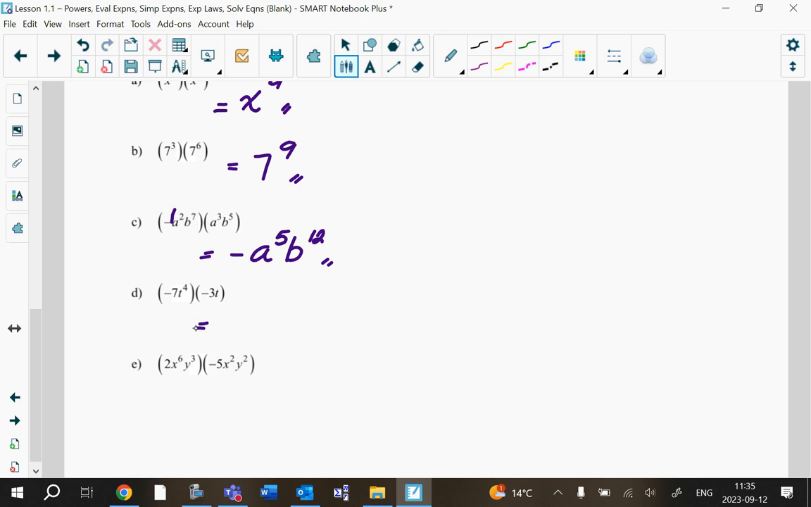There's coefficients in front, numbers in front. Multiply the numbers, and then multiply the powers. So remember, it's only the exponents we add. We don't add the coefficients, we've got to multiply them. So what's -7 times -3? 21. And now I have to multiply the powers of t. T to the 4th times t. Remember, t is still the same as t to the 1st. So when we multiply them, we get t to the 5th. Exactly.